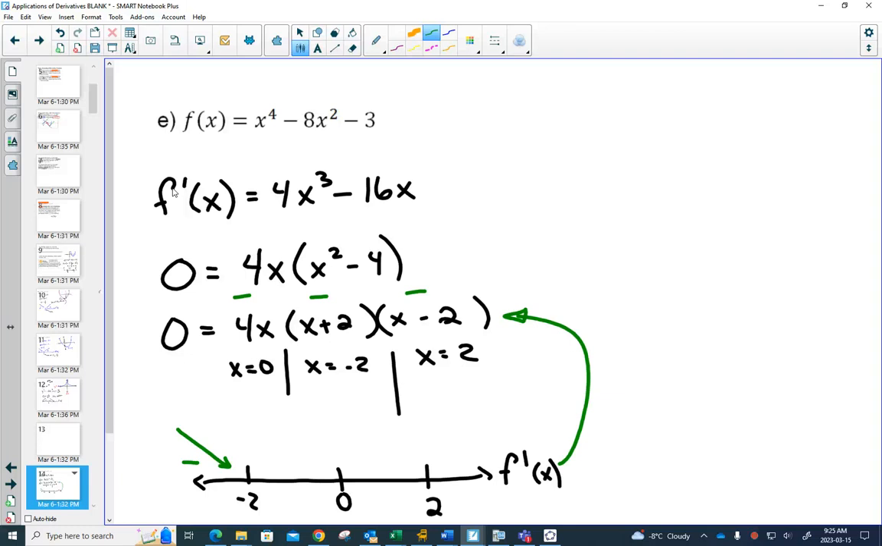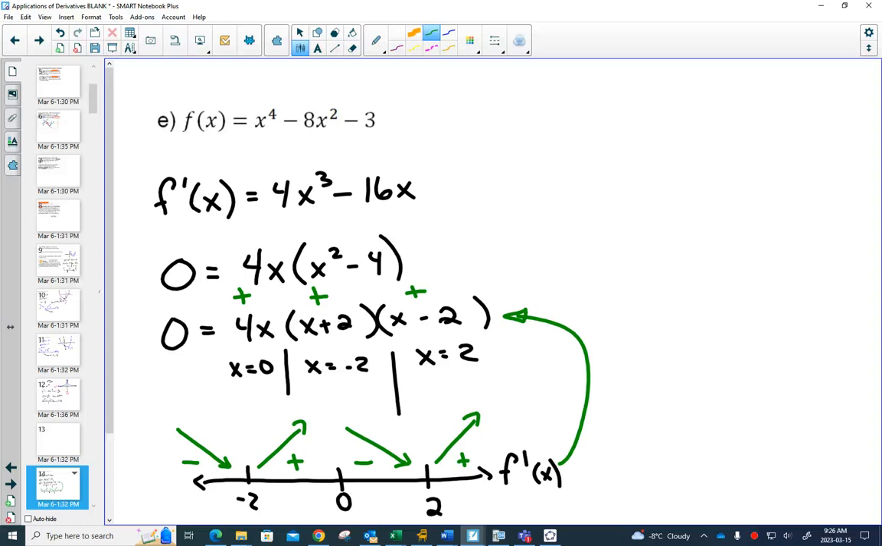Between negative 2 and 0, I'll choose negative 1. 4 times negative 1, still negative. Negative 1 plus 2, though, will be positive. Negative 1 minus 2 is still negative. A negative times a positive times a negative. This section will be positive, increasing. Between 0 and 2, I choose 1. This will be positive. This will be positive. This will still be negative. It's going down. And between 2 and above, all of these will be positive, increasing.